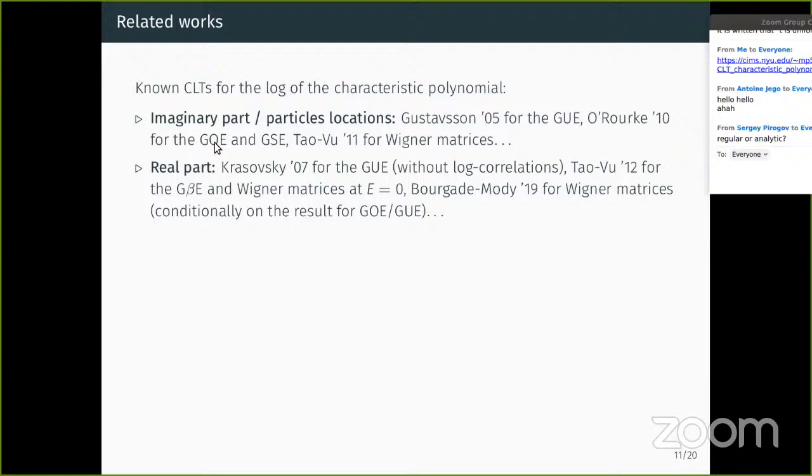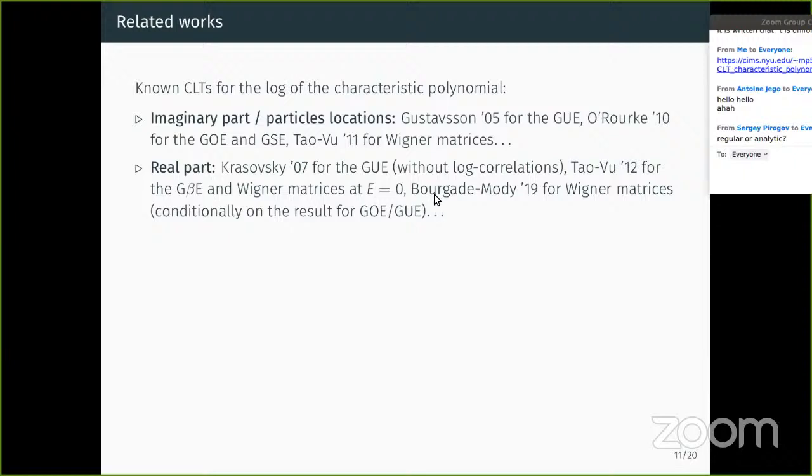Then it was extended to GOE and GSE by O'Rourke and to Wigner matrices by Tao and Wu. And then for the real part, there is a result by Krasovsky for the GUE, where it's a central limit theorem. You can take several values of E, but they are fixed, so you cannot see the log correlations in this result. Then there is a result by Tao and Wu, which works for all the Gaussian beta ensembles, but only at E equals zero. And it works also for Wigner matrices.